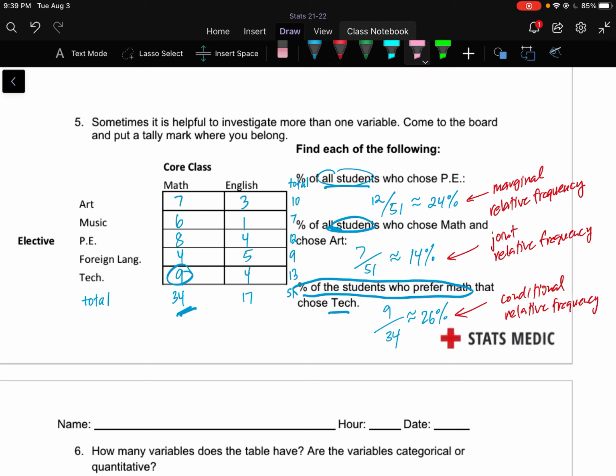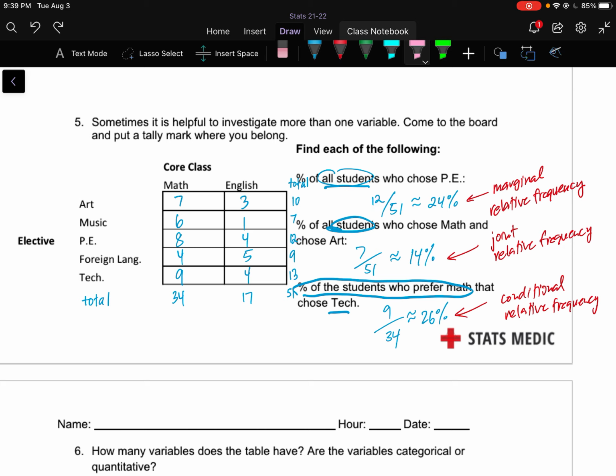All right. So the marginal relative frequency is called that because it uses numbers that only come from the margin, right? 12 came from the margin of the table. 51 also came from the margin of the table. Okay, so that is kind of how it gets its name, marginal relative frequency.